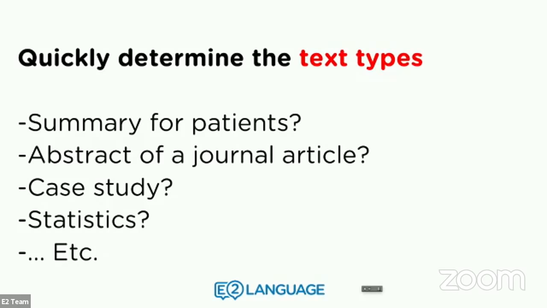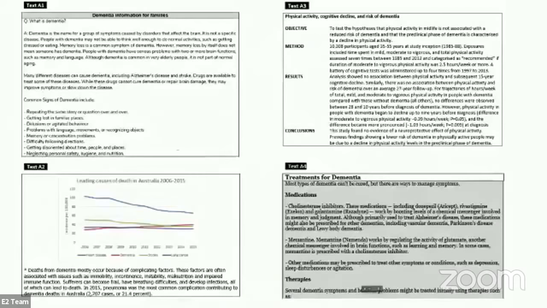Is the text a summary for patients? Is the text an abstract of a journal article? Is it a case study? Is it statistics or something like that? So just spend 20 seconds. I want you to identify what type of text each of these four are, okay? Just in your mind, A1, A2, A3, and A4. What are they?